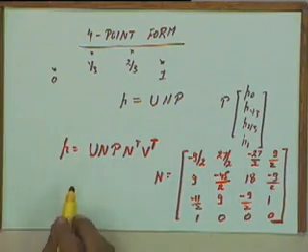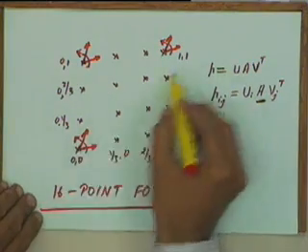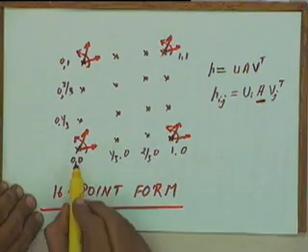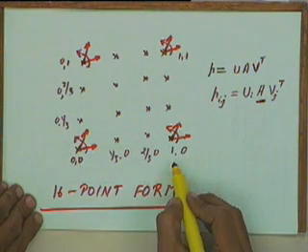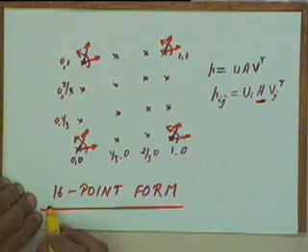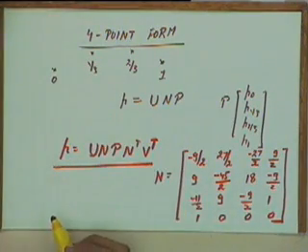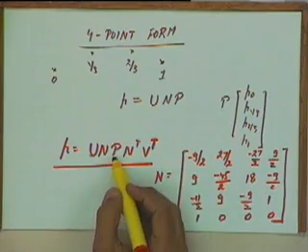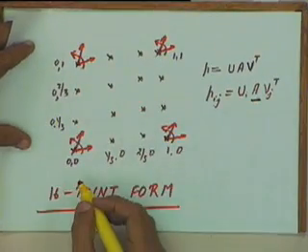Okay, so if the input is given in a 16-point form like this, that means these 16 points are given as input at these locations: 0, 0; 0, 1 by 3; 0, 2 by 3; and so on. Then for this 16-point form we can get this relationship, where n is given by this matrix, and P consists of the matrix of these 16 points.